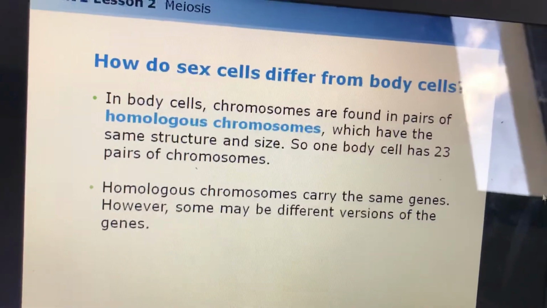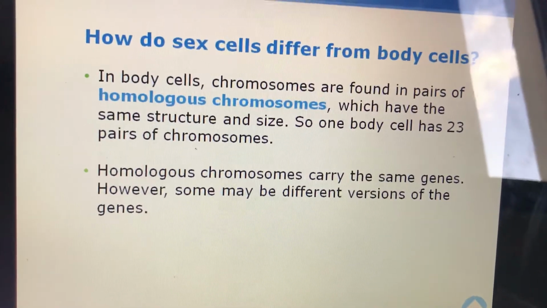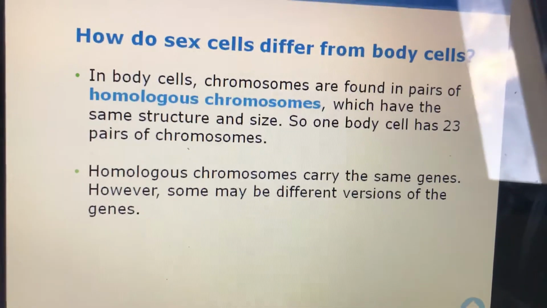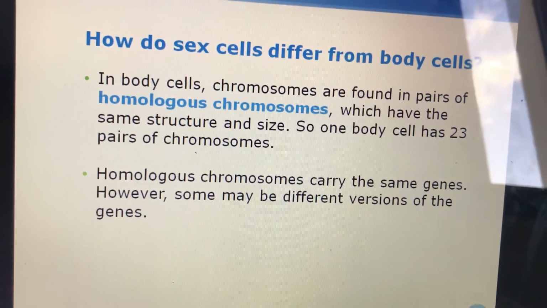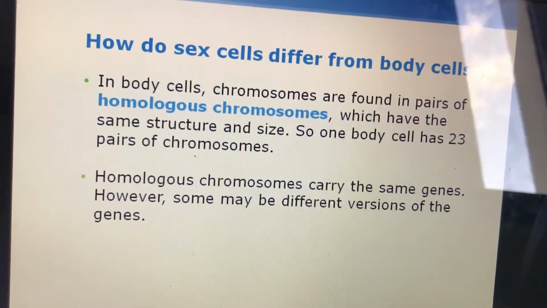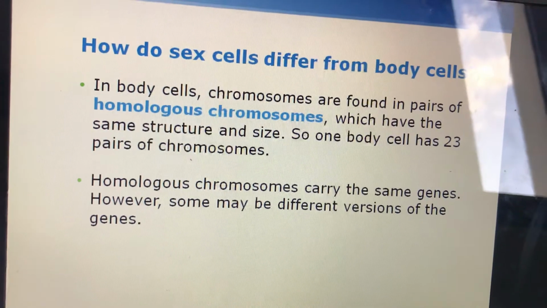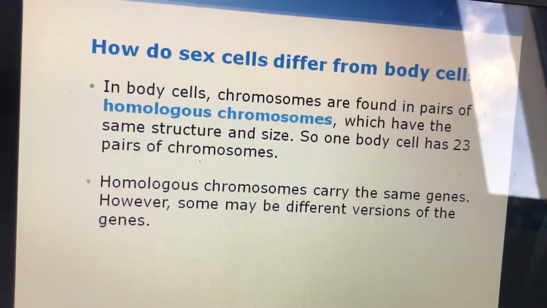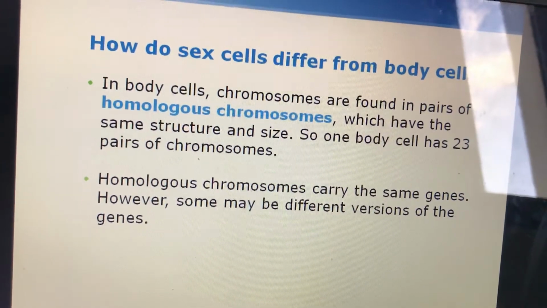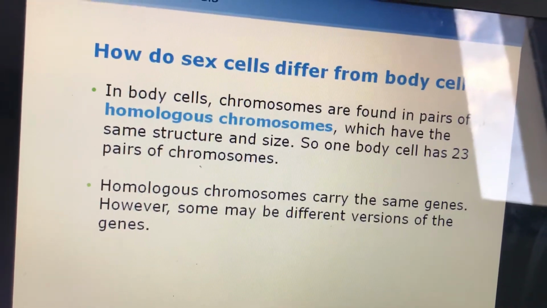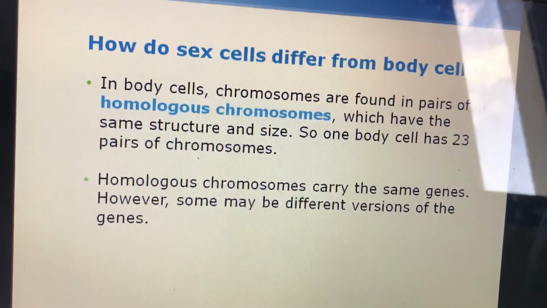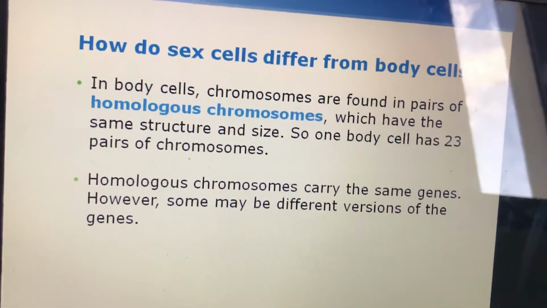Now we say that in body cells, chromosomes are found in pairs of homologous chromosomes. If you look at the 46 chromosomes, I can group them according to their shape and size into 23 pairs of chromosomes. These pairs are called homologous chromosomes. One pair of homologous chromosomes is made up of one chromosome coming from the father, or paternal chromosome, and one chromosome coming from the mother, or maternal chromosome.